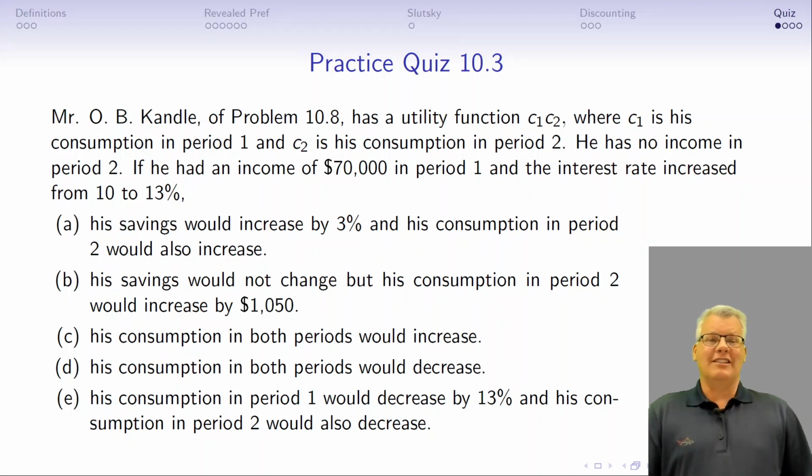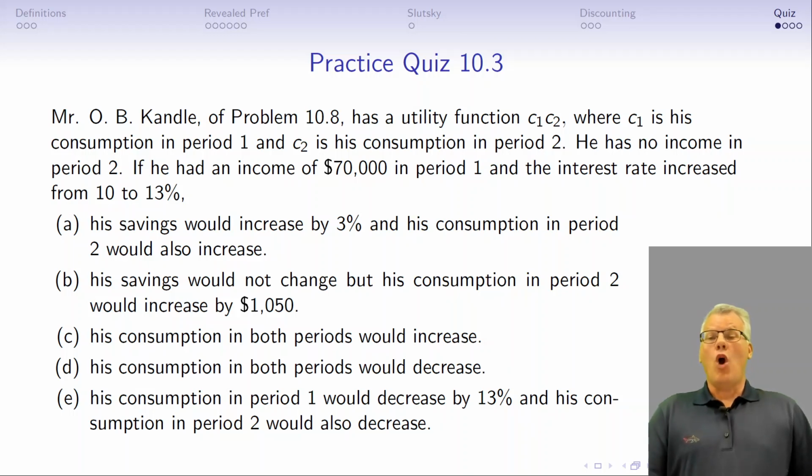The first problem we'll consider is problem 3, and Mr. O.B. Candle of problem 10.8. So remember, again, these references, 10.8, would refer to the old paper intermediate micro workbook by Bergstrom and Varian. So Mr. O.B. Candle has a utility function C1, C2. So Mr. Candle is Cobb Douglas. He has no income in time period 2. He has an income of 70 grand in time period 1, and he faces an interest rate going from 10% to 13%.